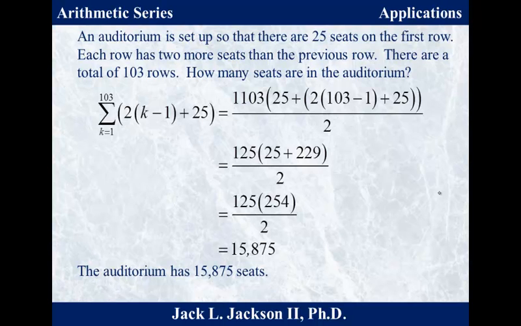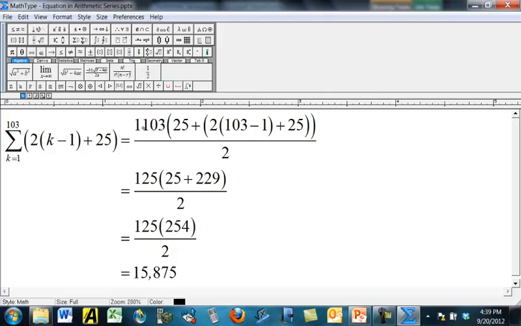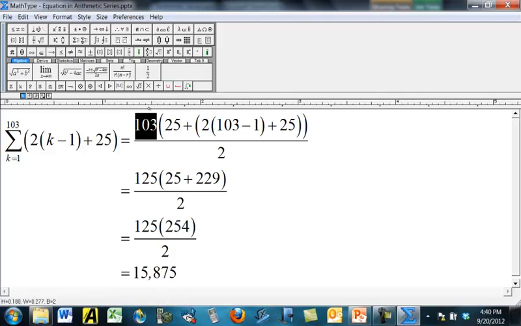Something's out of whack here. Let's fix this. So this should be 103 rows each time. So that's how many we're adding up.